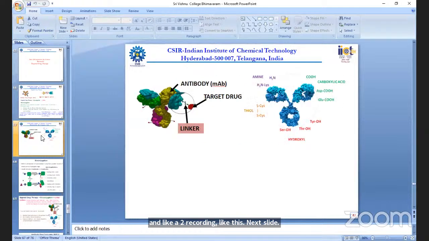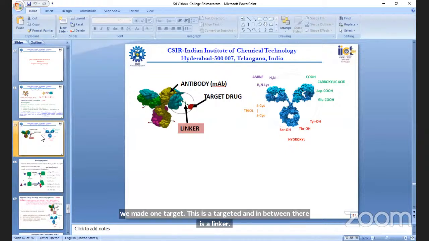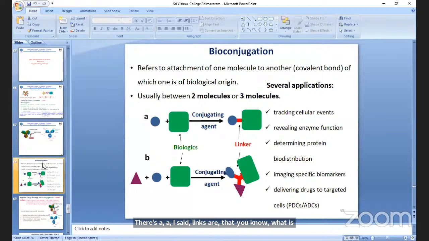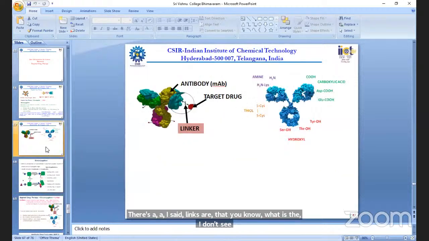In this slide I have shown this. This is the antibody, and this is the target drug, whatever we made. For example, you made one target drug, and in between there is a linker. If you see the next picture, there are amino acid links. You know what amino acids are, right? Aspartame, tyrosine. In the previous slide, there is a tyrosine.